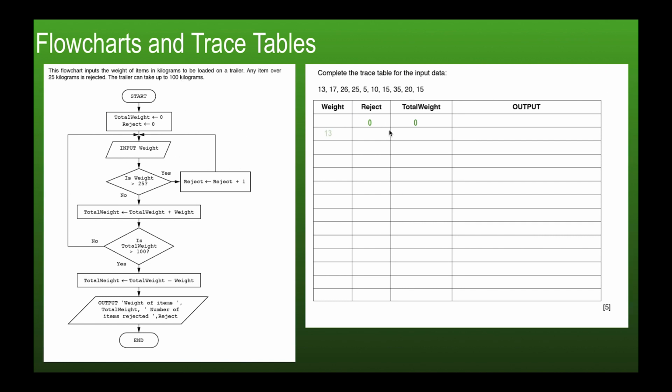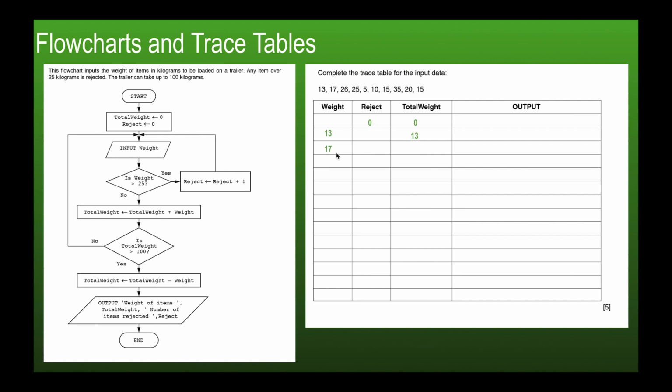Input the weight. First weight is 13. Is that weight greater than 25? It is not, and so the total weight will become the weight plus total weight. So the 2 added together, that's 0 plus 13 is 13. Is the weight greater than 100? It is not. Back we go.